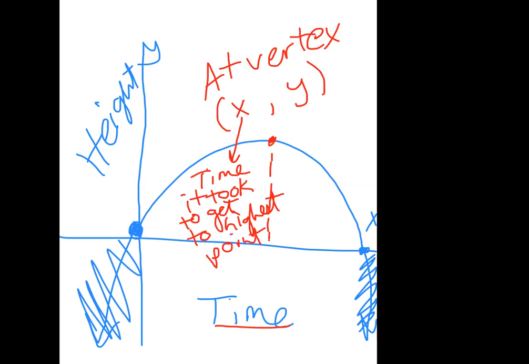And then your y coordinate represents how high it actually went, because the y coordinate refers to height. So, how high it went. Those are two very important bits of information that you find right at the vertex.